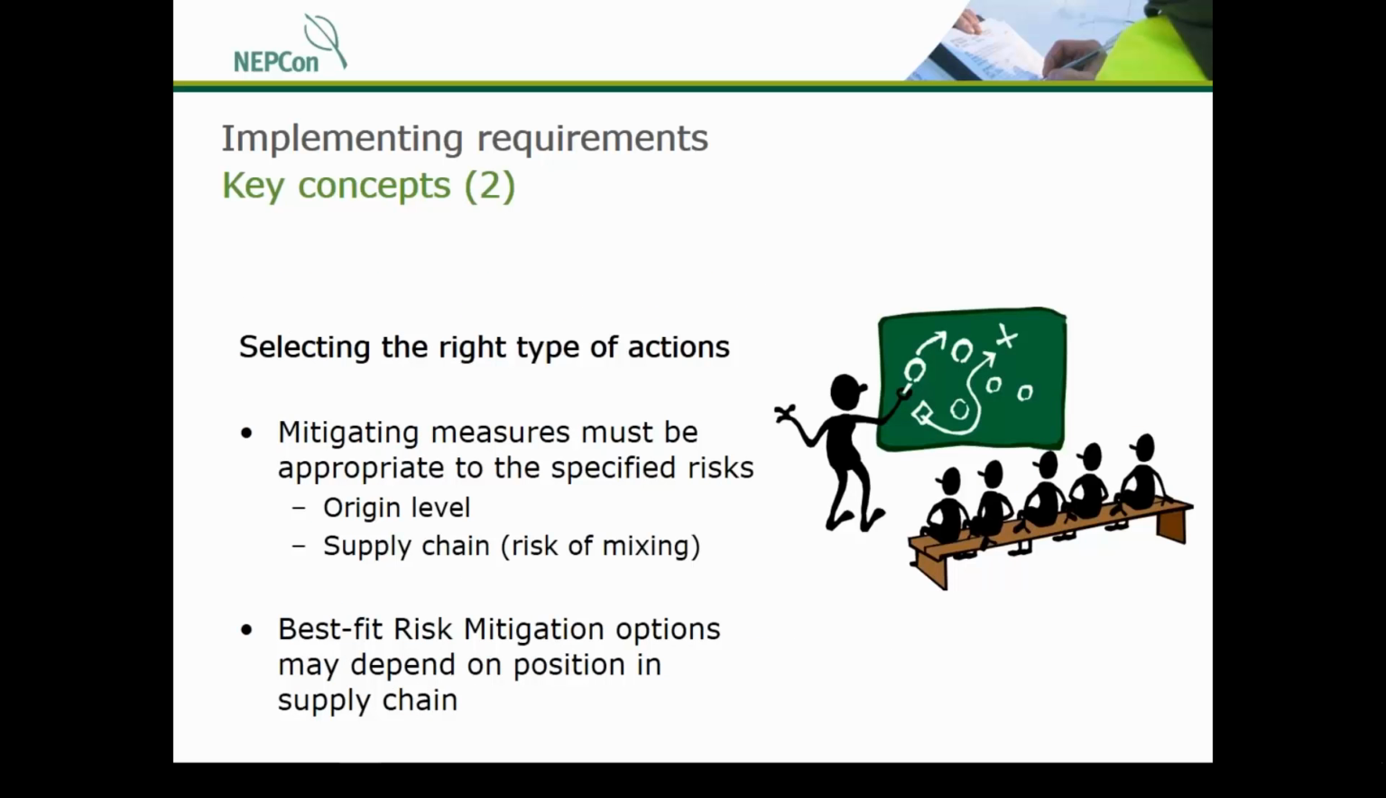It's very important when developing a risk mitigation strategy that the control measures are appropriate to the specified risk. So the more detailed the risks can be specified, the easier it is to actually identify efficient risk mitigation measures. So it's very important, again, to separate between what are the risks really. Are they related to the origin level, or are they related to the supply chain or risk of mixing? Of course, the risk mitigation measures will be very different depending on where they are located in the supply chain.